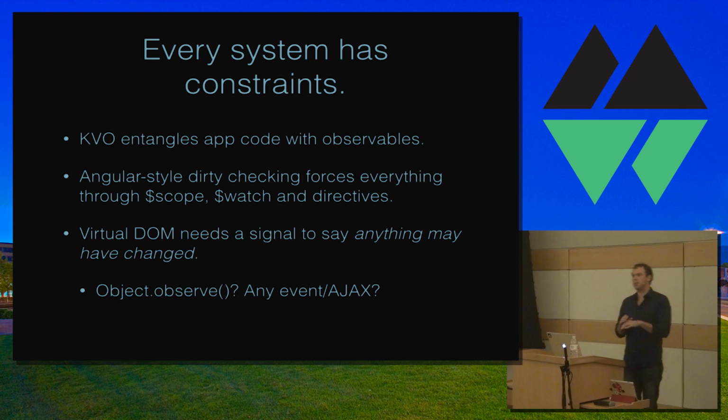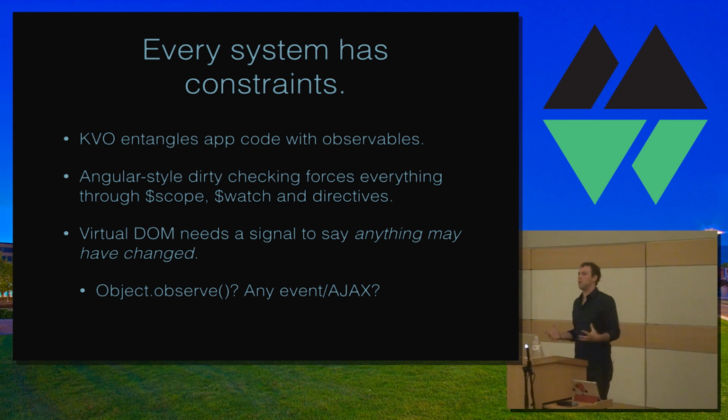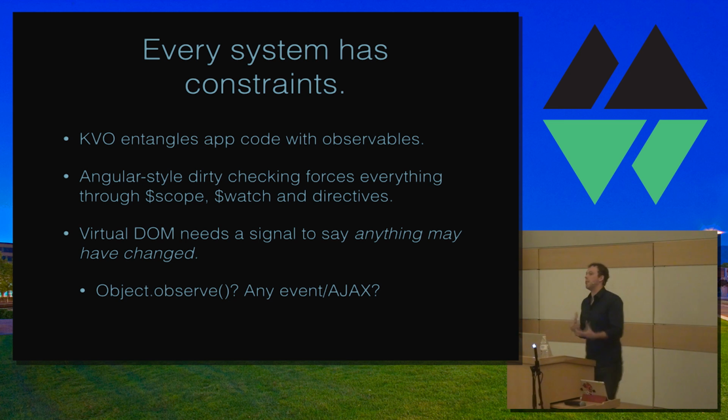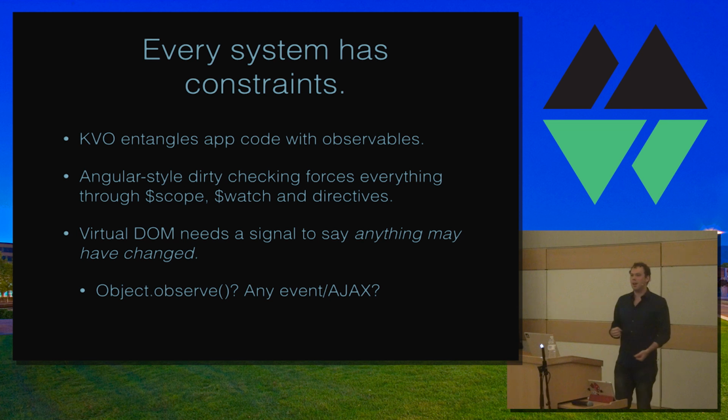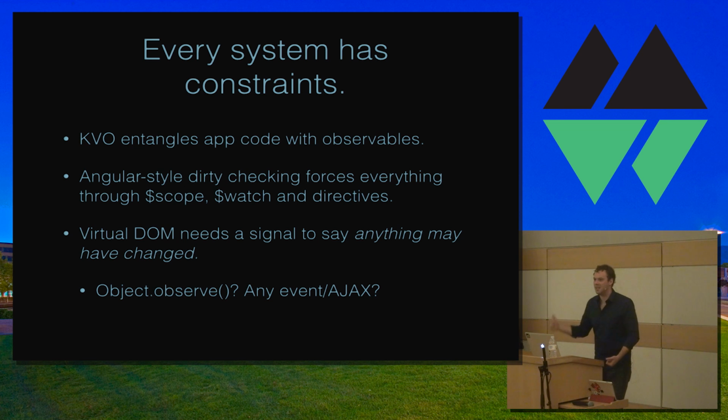Because of some performance characteristics in the ClojureScript programming language, their bindings to React, which is our reference implementation of virtual DOM, use request animation frame as that signal. So it's kind of invisible. But it could be any user event, server response, or object.observe if you want.